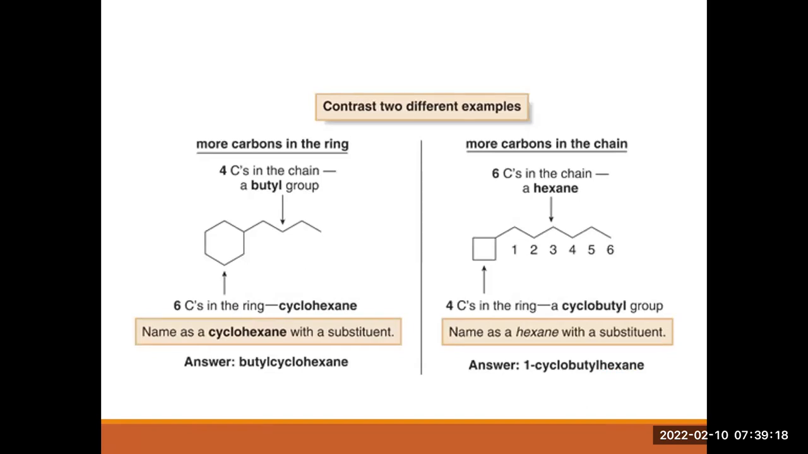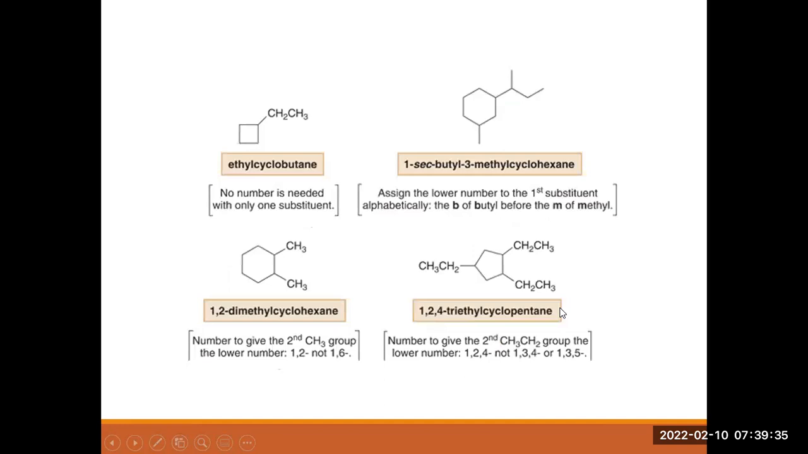So this is in contrast. This is a ring with a chain. So this is 6 carbons in a ring. It's called cyclohexane. And then this is a cyclobutyl group. These are also other formations.